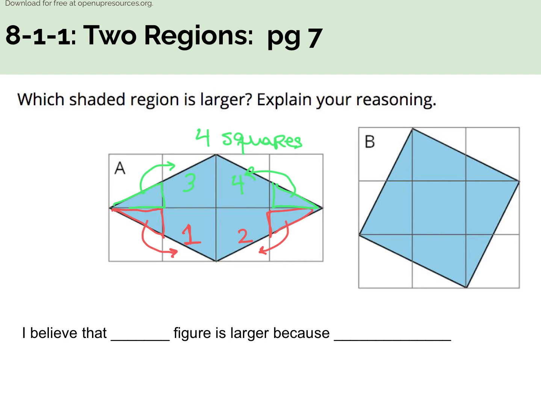Let's kind of do the same thing with figure B. So I'm going to take this triangle, flip it down. Here's triangle number 1. Okay. And then I can take this triangle, flip it here. Here is 2. And then take this triangle, flip it up. Here's 3. Take this triangle, flip it down. Here is 4. And then we have 5. So figure B is actually larger because it has 5 squares instead of 4 squares.